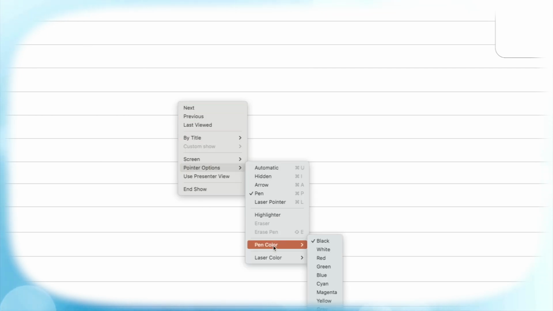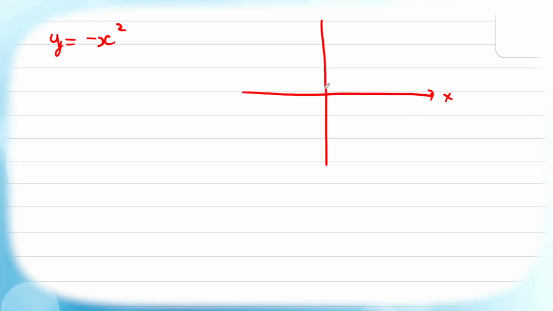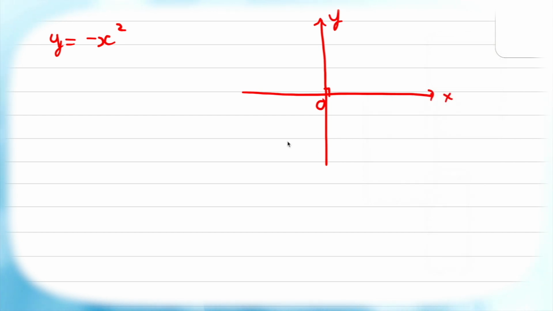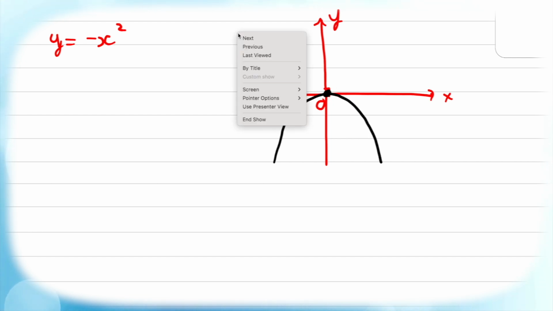And how about the other one? The other one is y equal to minus x squared. In this case, we will have the coordinates like this, and the graph of this parabola will be like this. Okay, so the highest point will be here.